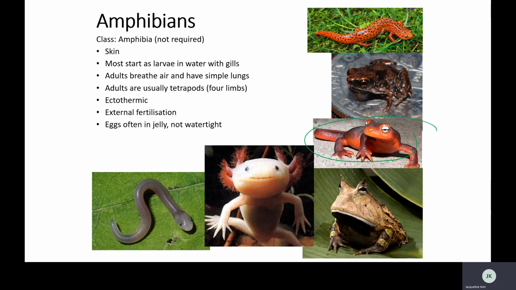They often start as little larvae in the water with gills, and mostly by the time they're adults, they breathe air with quite simple little lungs, and usually have forelimbs as well. But they're still ectothermic. They don't regulate their body temperature, and fertilization still takes place externally. And their eggs are not watertight, so they have to lay their eggs in water.